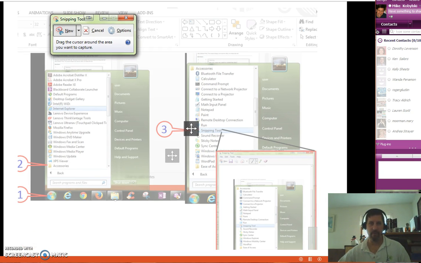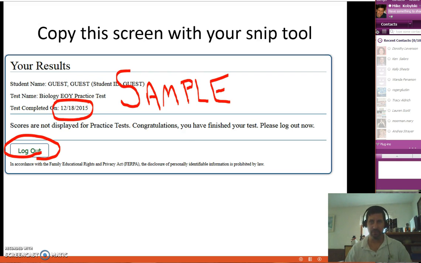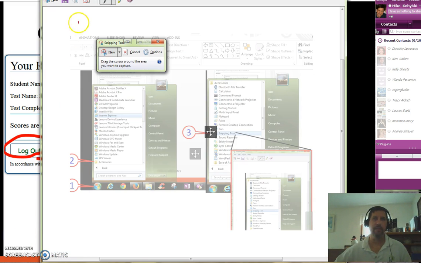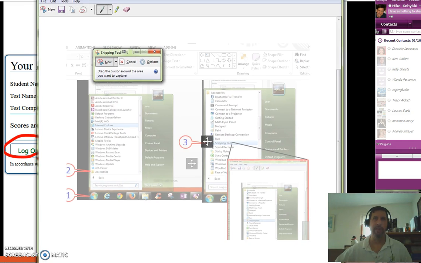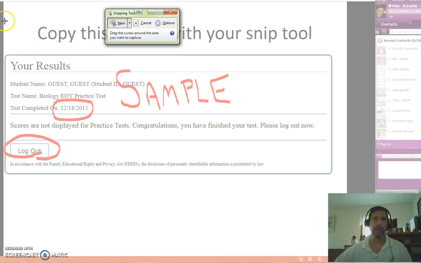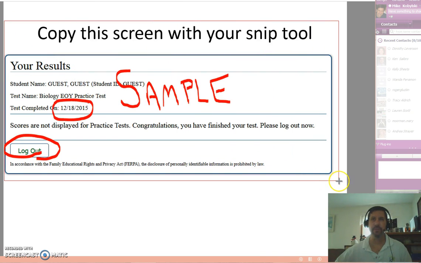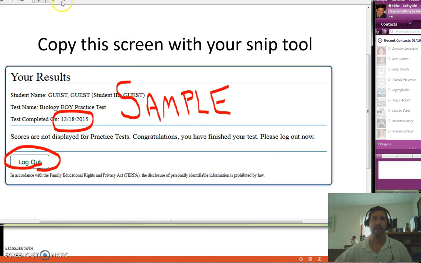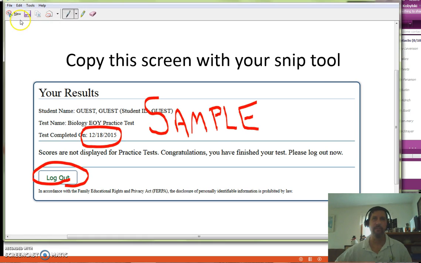Now, what are you going to use that for? Well, after you submit your assignment, this is the results you're going to get. Copy the screen with your snip tool. Okay, so this is actually the screen that you're going to come in and you're going to copy. So I'm going to use my snip tool. If I click on here, okay, I'm going to get my snip tool. Here it is. Click on new, and I'm going to come in and I'm going to copy this information right here. Okay, and there it is. So it's saved in my clipboard.